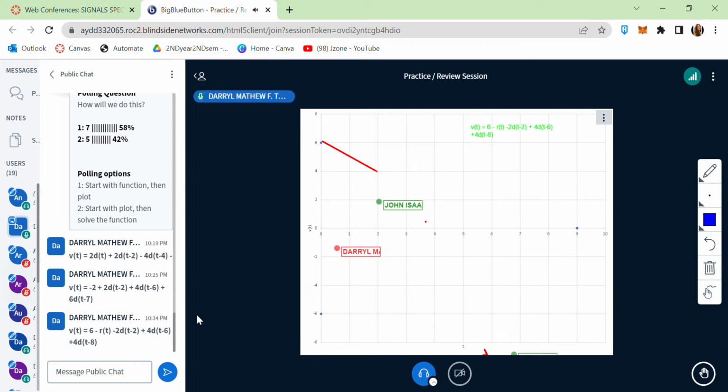Current line segment is correct. So, yun, na-plot nyo na rin yung impact ng impulse natin. Pero, saan tayo magkukontinue ng plot natin? Remember, yung impulse, kung saan siya nagsimula, dun din dapat siya magtatapos.